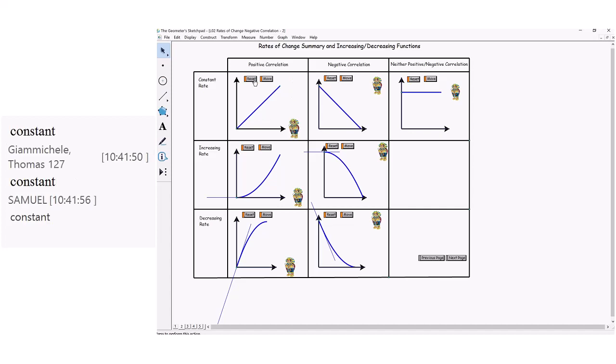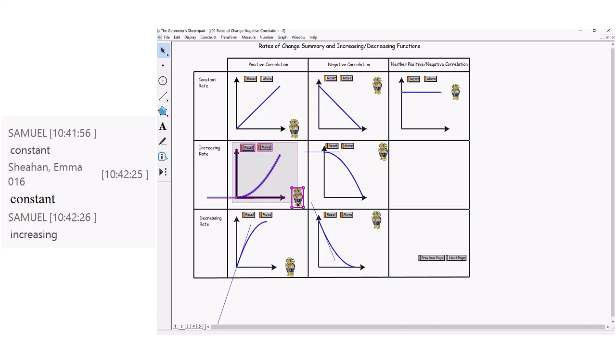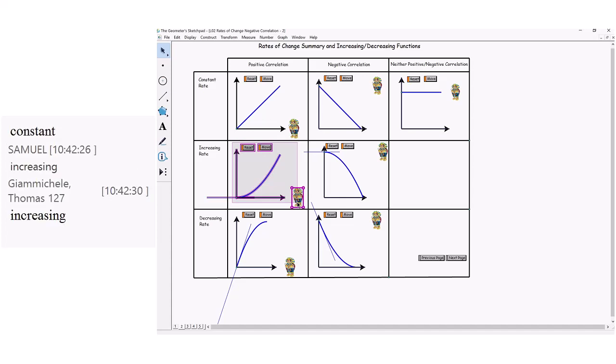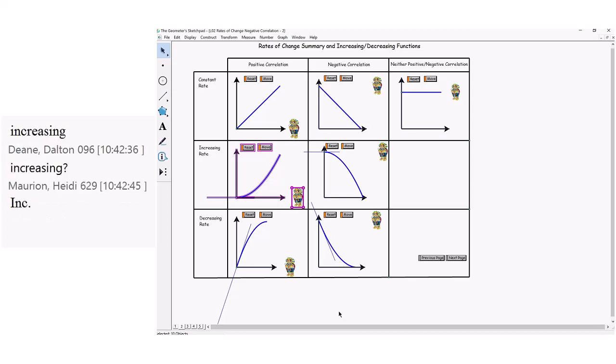All right, let's look at the one below that. All right, what kind of rate of change will that one have? We can see it's positive correlation. What kind of rate of change? So again, we're looking at that second one down. Remember, for a constant rate of change, it has to be a line. This isn't a line, it's a curve. Okay, so it is an increasing rate of change because the tangent lines will get steeper.